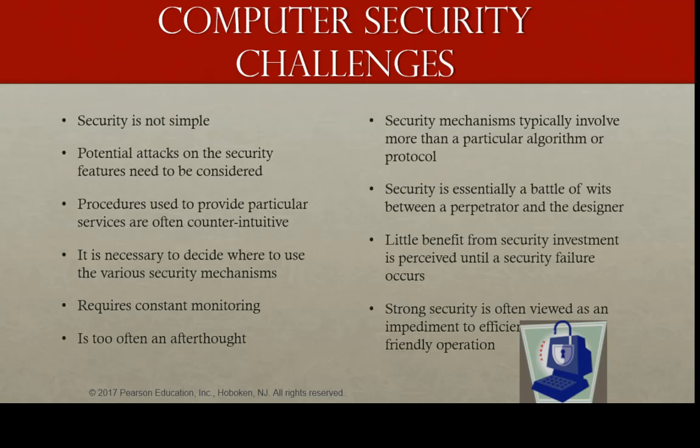9. Security is still too often an afterthought to be incorporated into a system after the design is complete, rather than being an integral part of the design process. 10. Many users and even security administrators view strong security as an impediment to efficient and user-friendly operation of an information system or use of information. The difficulties just enumerated will be encountered in numerous ways as we examine the various security threats and mechanisms throughout this book.